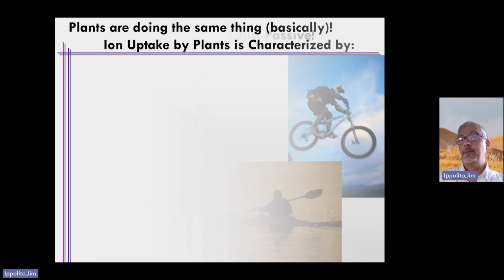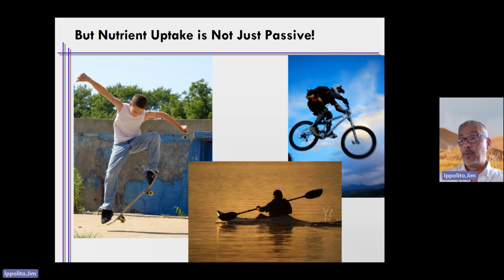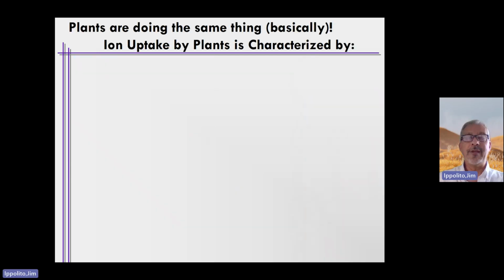So, let me go back. Humans are active, we're expending energy. Plants do the same thing. Plants are doing the same thing as when we're out running or biking or kayaking or whatever we're doing. They are actively expending energy. And so ion uptake by plants is characterized by a number of different factors.